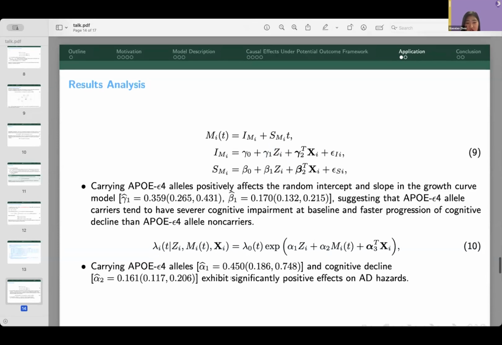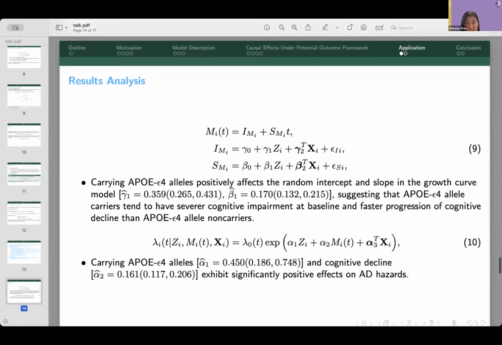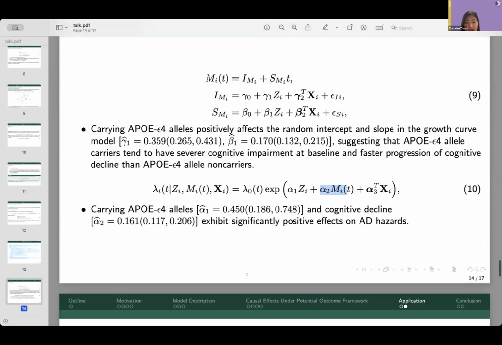And in the proportional hazard model, we can see both the coefficient of treatment and the mediator are also significantly positive. So carrying the APOE ε4 and the cognitive decline exhibit a significantly positive effect on AD hazard.